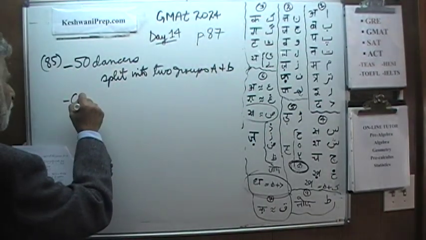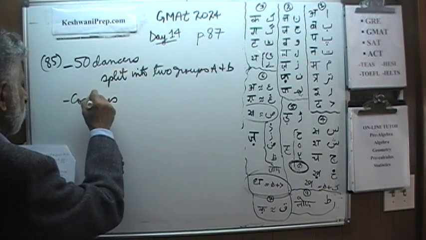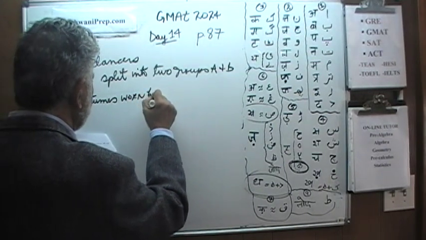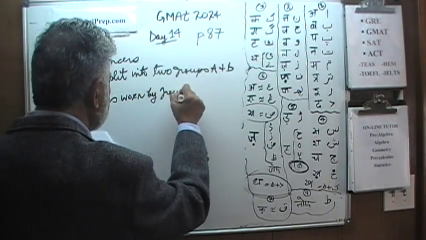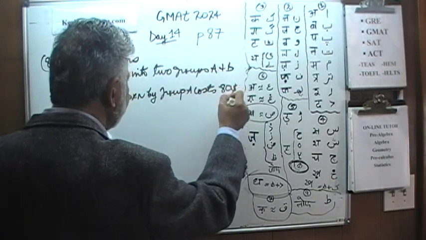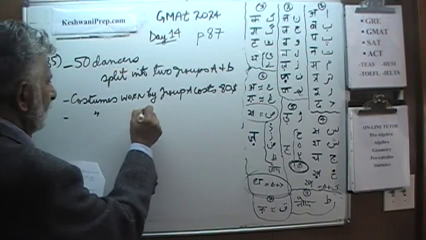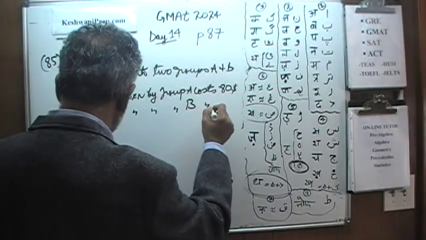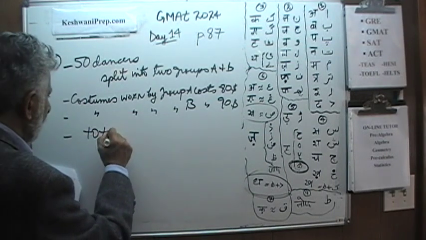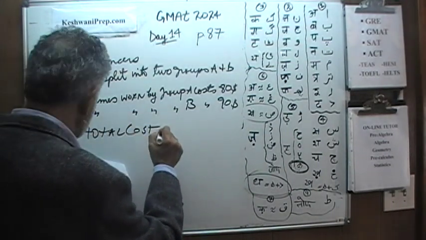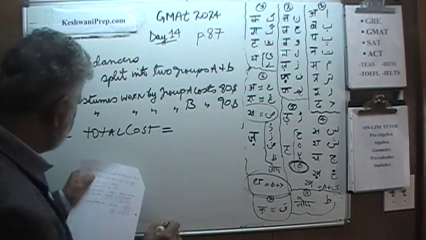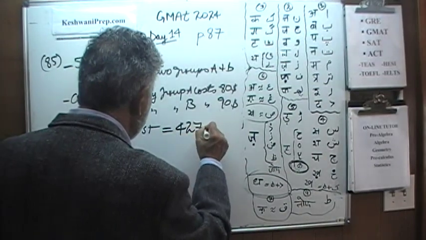We are told that the costume worn by group A cost $80. We are further told that the costume worn by group B cost $90. And we are told that the total cost of costumes of all of the 50 dancers was $4,270.